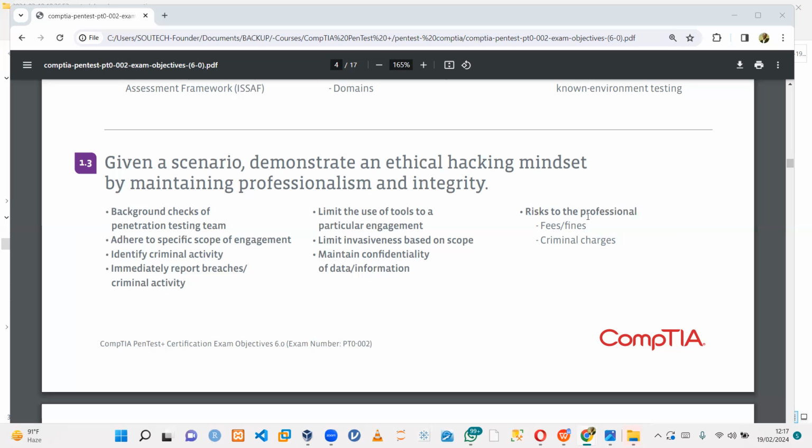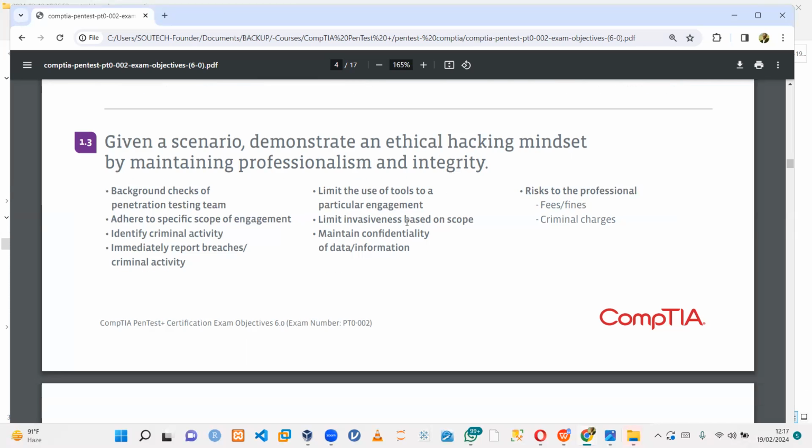Then risks to the professional. You can have a fine. You can have criminal charges if you go against what you have in the scope document. Say you are told not to test some environment, some room, some server, because maybe there is proprietary information there, or there are certain things they don't want you to test, and you go ahead and do that, you breach that contract, you can have a fine. So these are some of the mindsets that you need to be able to understand. And in your exam, you're going to be tested to see if you're just going to go ahead and choose an answer that is going to compromise professionalism.